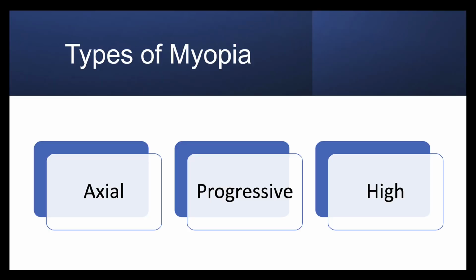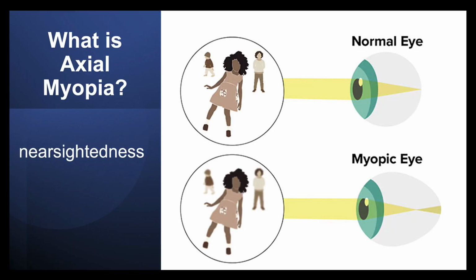There are different types of myopia. Very big words: axial, progressive, and high. Let's have a look at what these terms mean. Starting with progressive, it's exactly what the word means. It means that it gets worse and worse and worse, progressively worse. Axial myopia is what we normally refer to when we simply mean nearsightedness or short-sightedness.